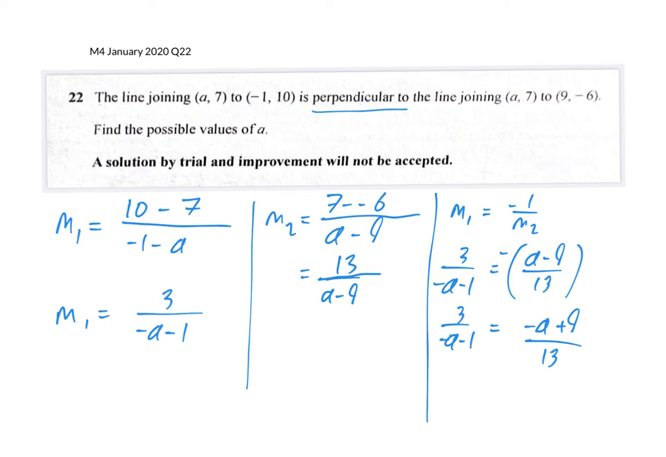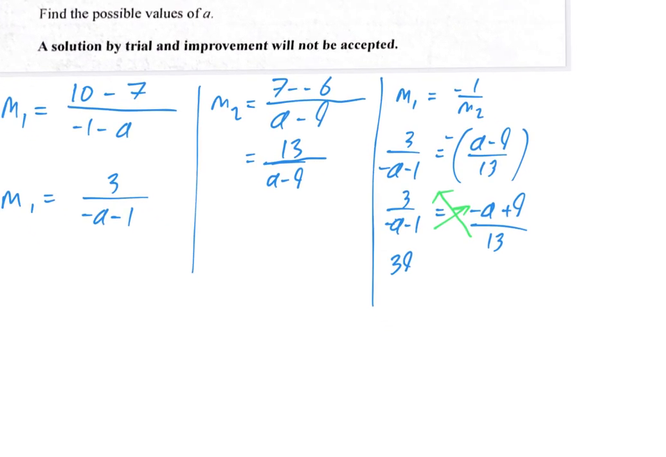And then we're going to do a bit of cross multiplying. So we're going to multiply across like this and see what we get. You can have 3 times 13, which is 39. You're then going to have, I'll just use brackets here, minus a minus 1 times minus a plus 9. And we're just going to multiply that out and see what we get. So you still have your 39. Minus a times minus a is a squared. Minus a times 9 is minus 9a. Minus 1 times minus a is plus a. And minus 1 times plus 9 is minus 9.